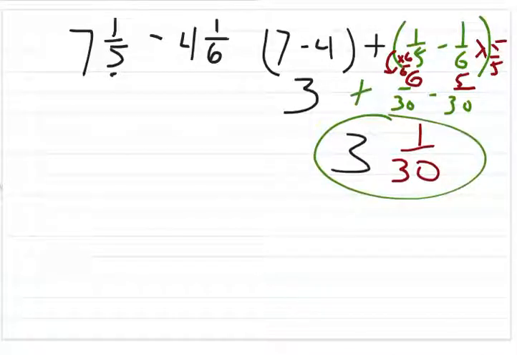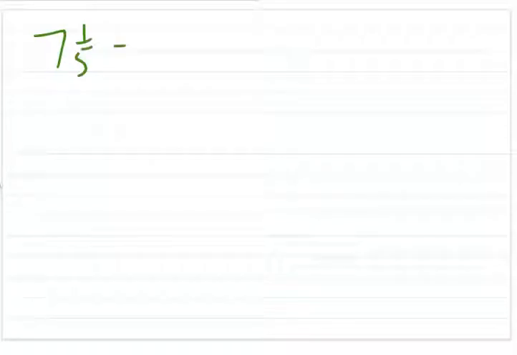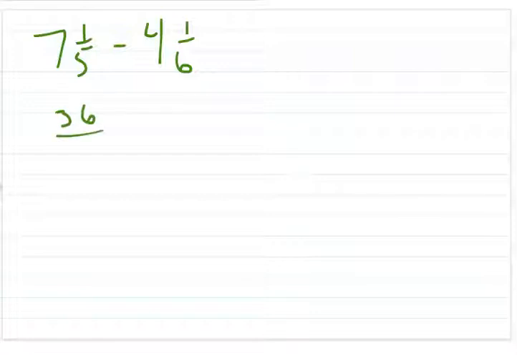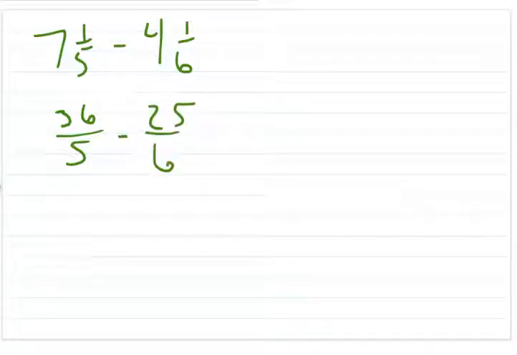Okay. Now, let's do it the other way. So 7 1/5 minus 4 1/6. We know our common denominator is 30. Oh, we actually have to do improper fractions first. So 5 times 7 is 35, plus 1, 36 fifths, minus 6 times 4 plus 1 is 25 sixths. Okay? So I'm going to have to multiply each of these numbers by the other one to get my denominator 30. So multiply by 6 over 6.